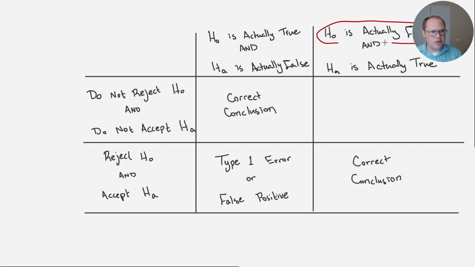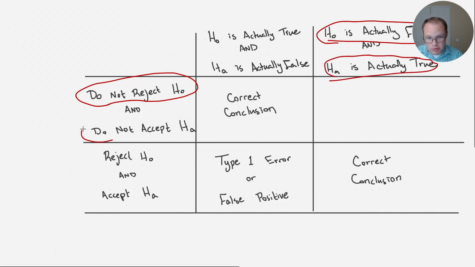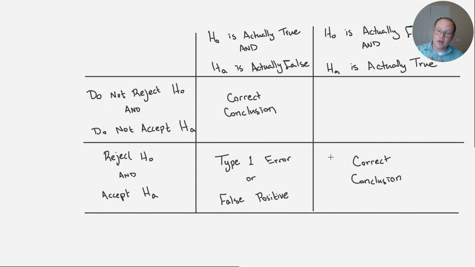Similarly, if the null hypothesis is actually false, and then we choose to not reject it, and the alternative is actually true, and we choose to not accept it, then that would also be an error. Our evidence wouldn't be strong enough to reject the null hypothesis, but in fact it's not true. And so if we don't reject it, we're actually drawing the wrong conclusion. This is a type 2 error or false negative.